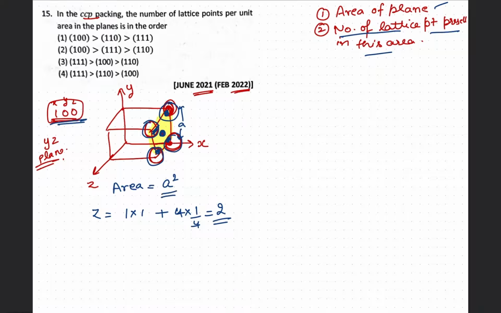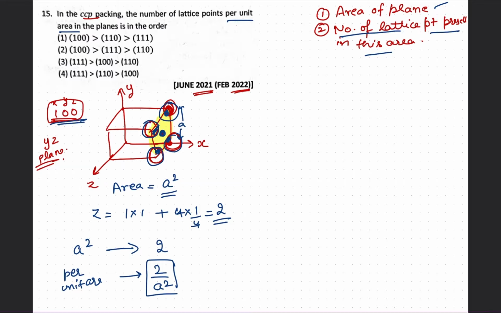Now you have to calculate per unit area, okay? In a square, the number of lattice points present is 2. In per unit area, it will be 2 by a square. I hope that is clear, right?